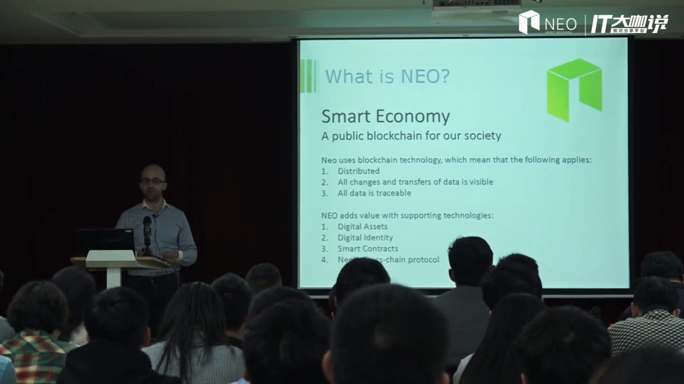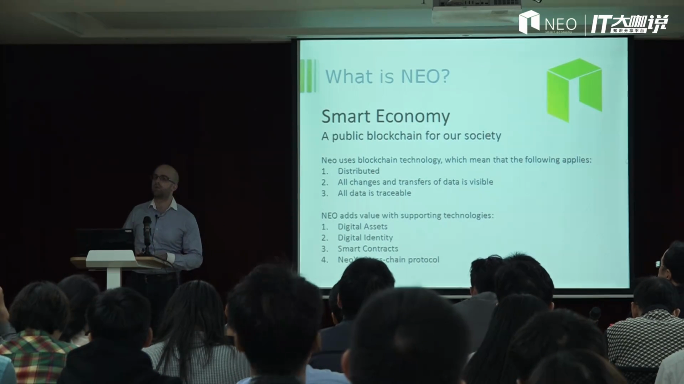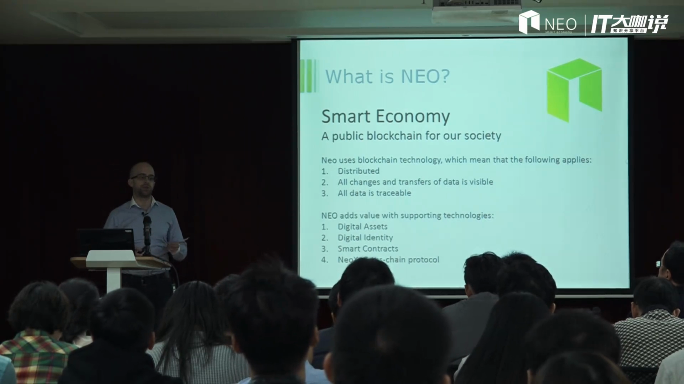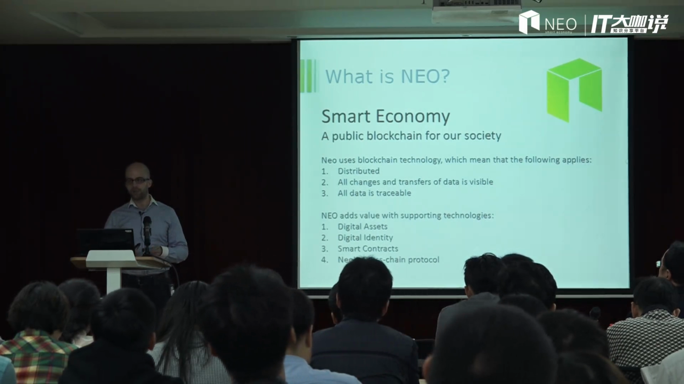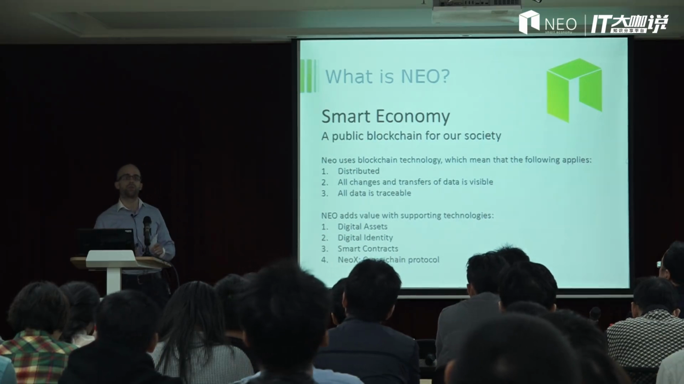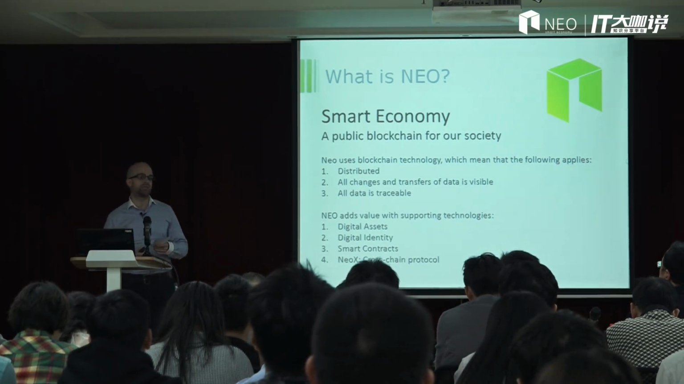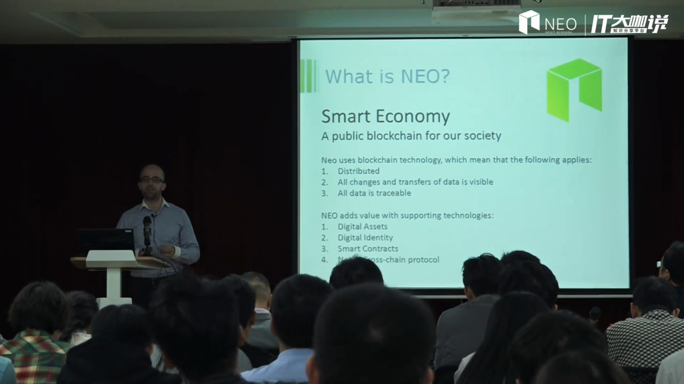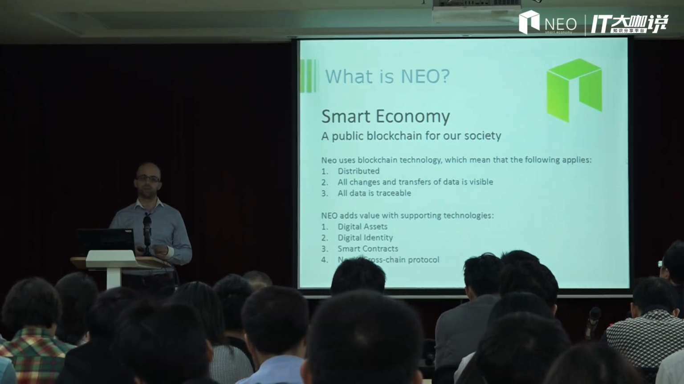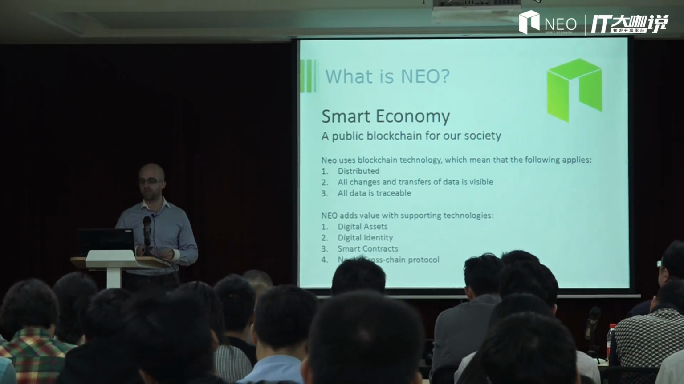It's distributed, everything is visible, and everything is traceable. But NEO also adds supporting technologies, which is very useful for the industry and for our society. And as mentioned before me, the three pillars of NEO Smart Economy are digital assets, digital identity, and smart contracts. And we also have something that we call NEOX, which is a cross-chain protocol. And I will explain more about that a little bit later.